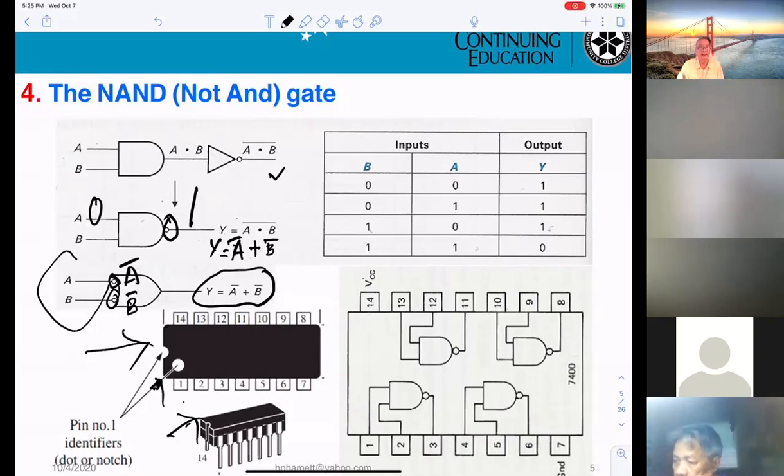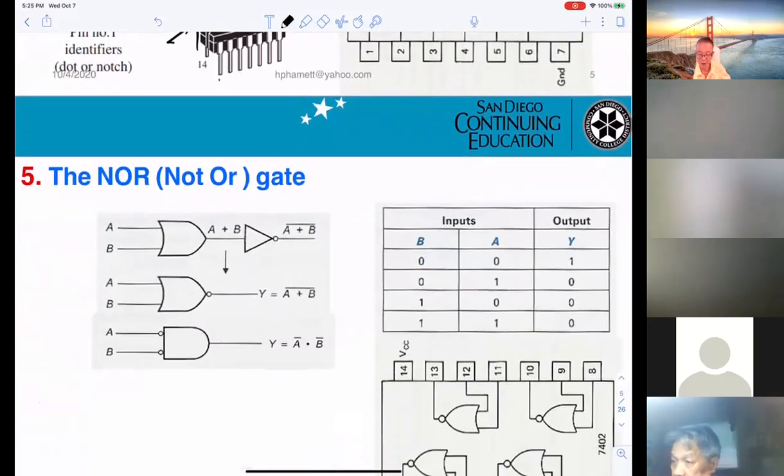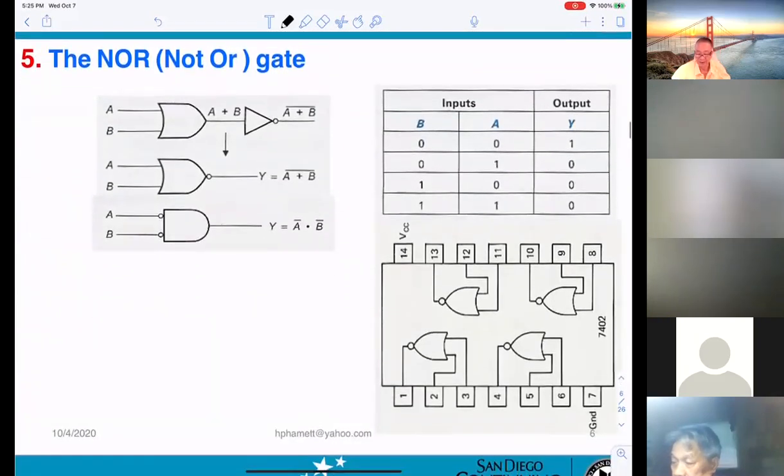They still are the NAND. Okay? NOR. Not OR. Opposite to the OR gate. So they're using an OR gate, they're adding the inverter. You see that thing right here. So you can get Y equal not (A or B).